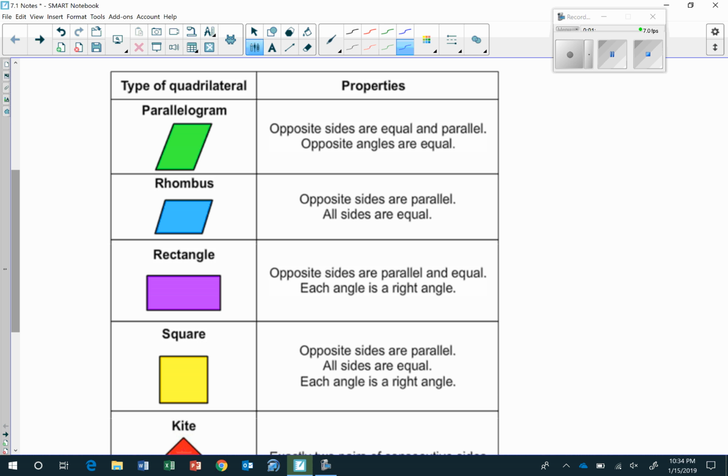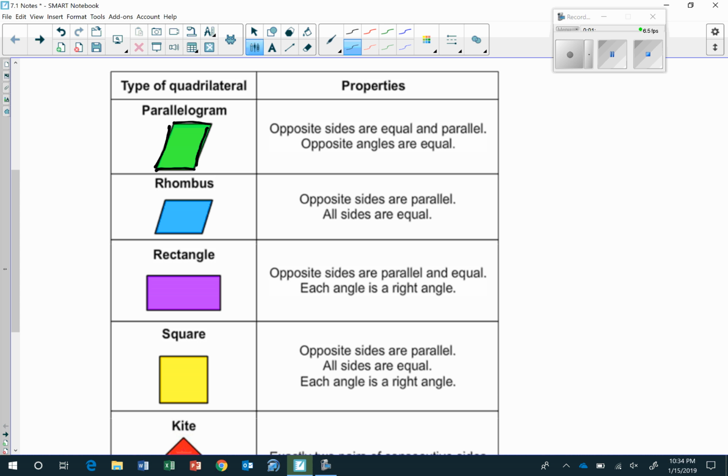Parallel means that two lines are never going to intersect. You may have heard of that before. When we say that the opposite sides of a parallelogram are parallel, we're saying that this top one and the bottom one are parallel because they're opposite each other. And we're saying this one on the left and the one on the right are parallel. Two sets of parallel lines, never going to touch each other.